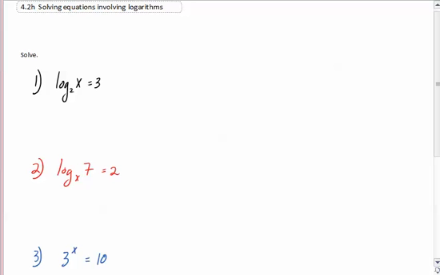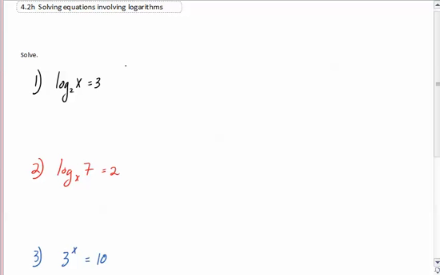Alright, so let's take a look at solving equations involving logarithms when the directions want us to find the value of the variable. They don't just want us to rewrite it. So again, if you haven't watched the video previous to this one, then please do that. It will help, I think.